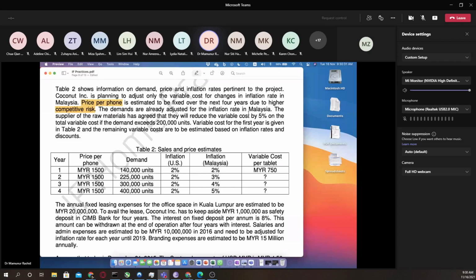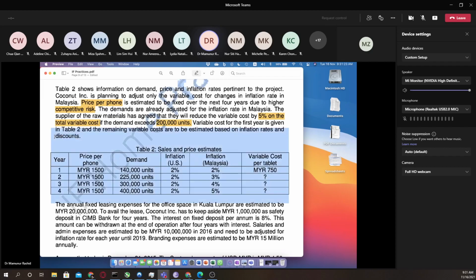The supplier of raw materials has agreed that they will reduce the variable cost by 5% on the total variable cost if the demand exceeds 200,000 units. You see, there are more tweakings coming. So the supplier agreed that the variable cost they are supposed to charge, they will reduce it by 5% if the gross figure for demand units goes above 200,000 units. So if you are selling more than 200,000 units, the variable cost will drop by 5%. Variable cost for the first year is given in Table 2, and the remaining variable costs are to be estimated based on the inflation rate and the discount.